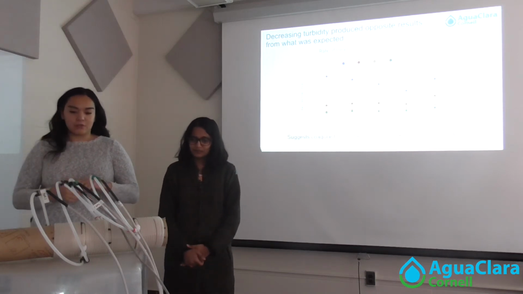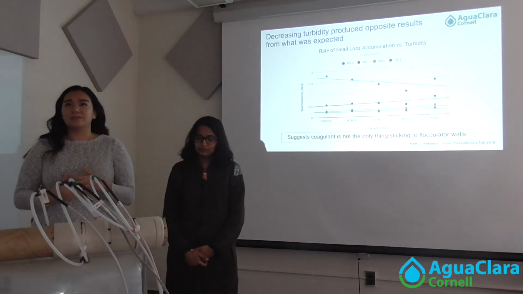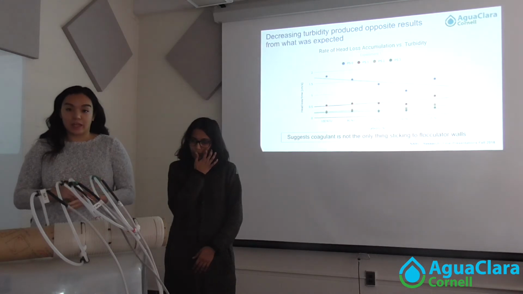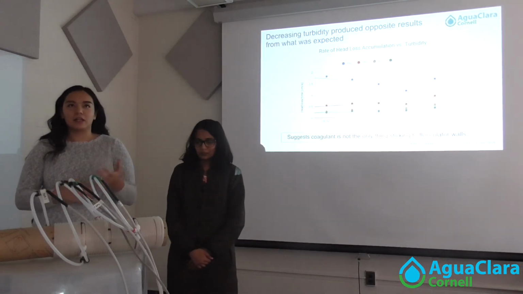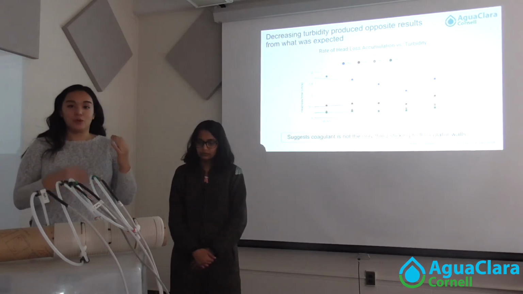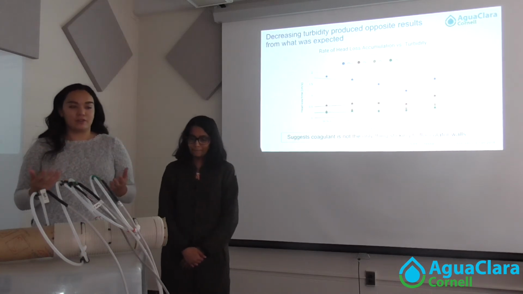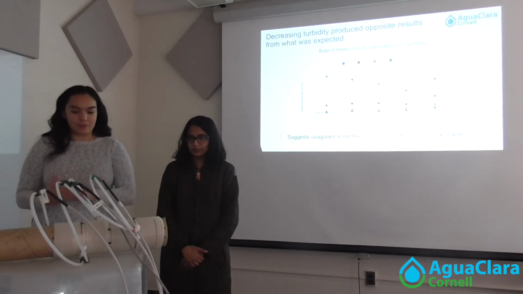However, for the first experiment that we ran in the first section of the flocculator, we saw an opposite trend. We're not really sure why this occurred. It's possible that it's not only clay nanoparticles or coagulant nanoparticles that are attaching to the flocculator walls, but a clay coagulant mixture. And so that would explain why at higher turbidities, where there's more clay that could also attach to the walls, there'd be a higher rate of head loss accumulation. But that's sort of speculation, and more experiments need to be run in order to confirm that.